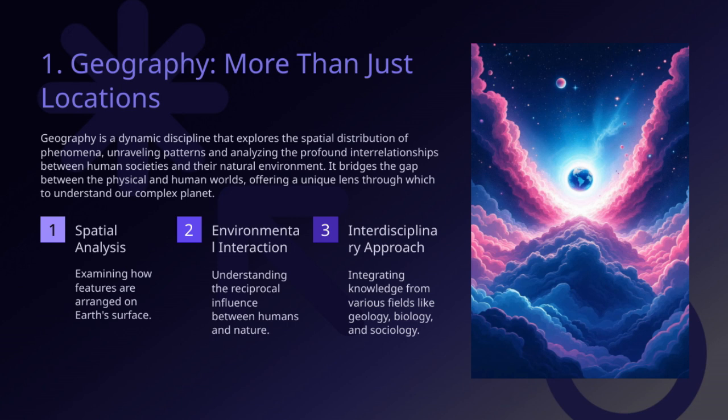Furthermore, an interdisciplinary approach allows us to integrate insights from fields like geology, biology, and sociology. This helps us build a more comprehensive picture of our world. Understanding these connections enables us to see the reciprocal influence between humans and nature. It's about recognizing that our actions affect the environment, and in turn, the environment influences our lives and societies. So, geography isn't just about locations. It's about understanding the complex, dynamic interactions that shape our planet.